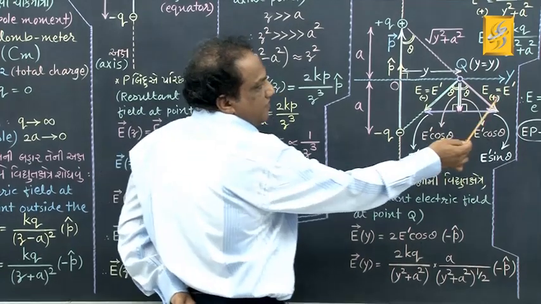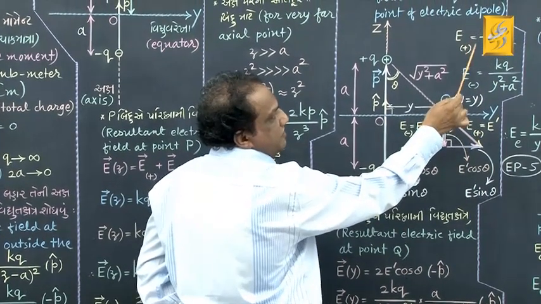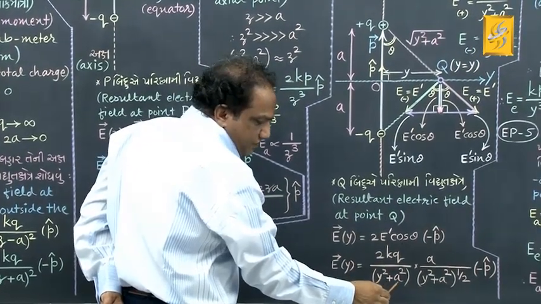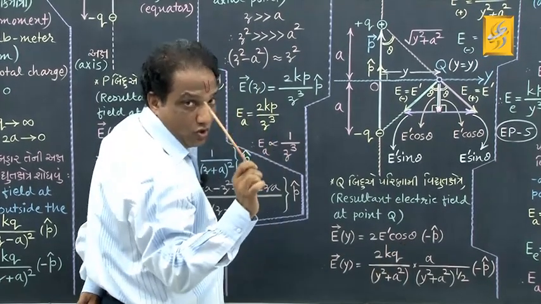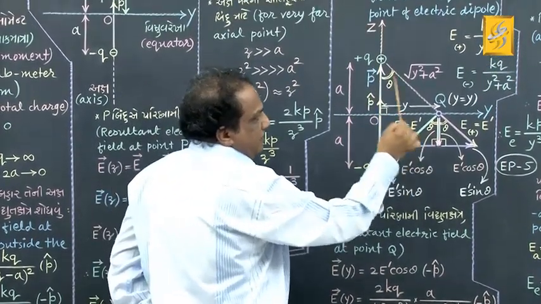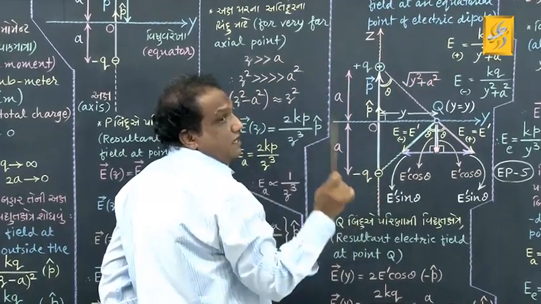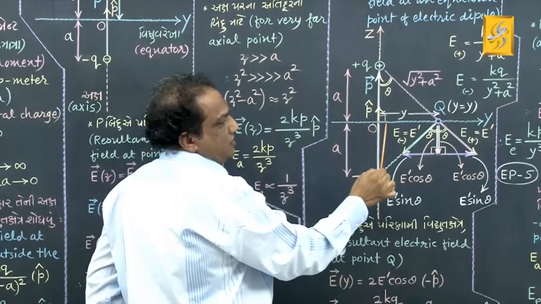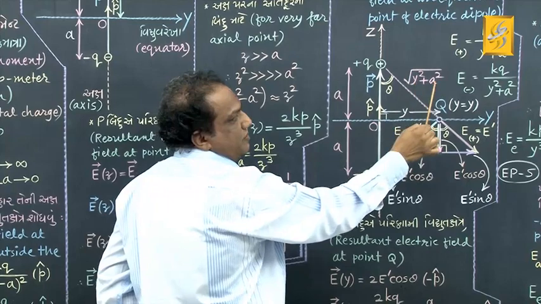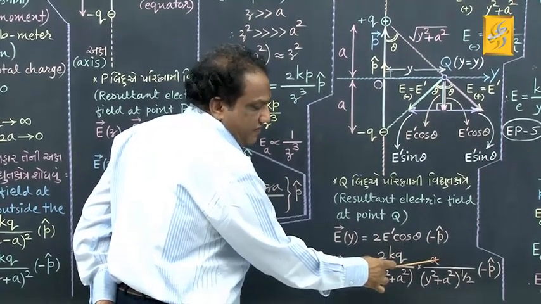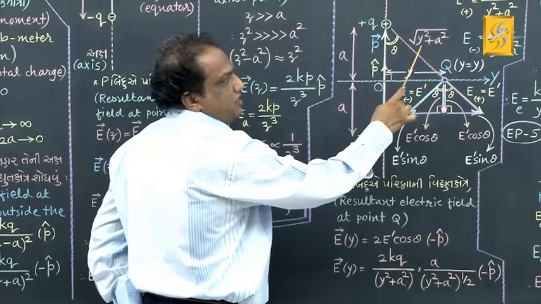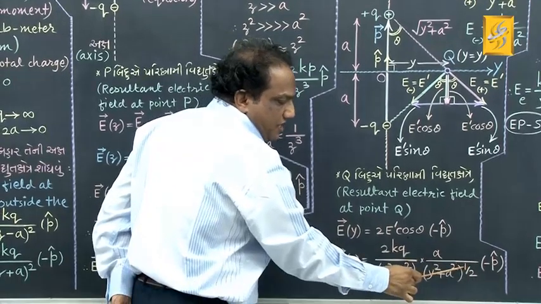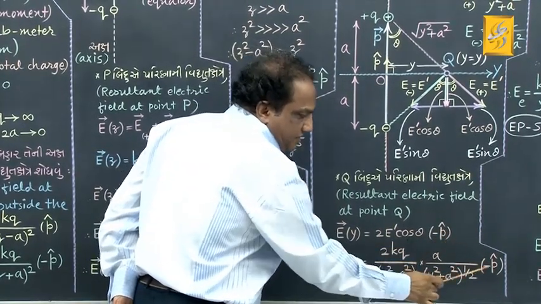What about E dash? E dash is nothing but E positive. E positive is KQ upon y square plus a square into cos theta. In this right angle triangle, what is cos theta? Adjacent to theta divided by hypotenuse. Adjacent to theta is small a, divided by hypotenuse, opposite to the right angle, which is under root of y square plus a square, that is y square plus a square whole raised to 1 by 2. Whenever you see a square root sign, the power is 1 by 2, correct? This minus P hat as it is, fine.